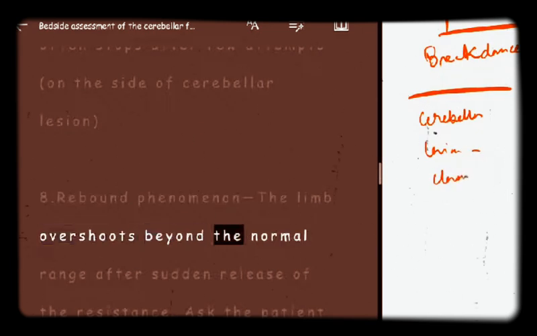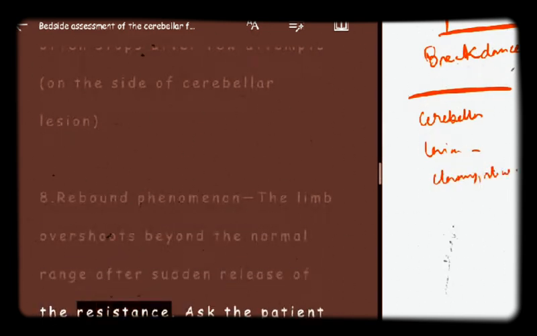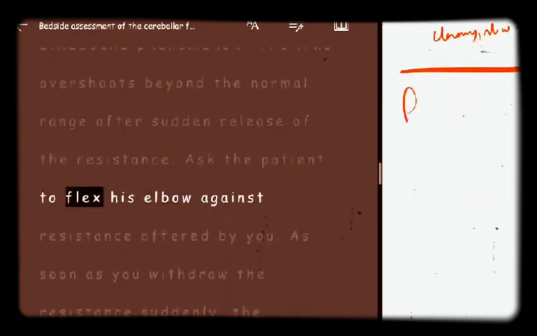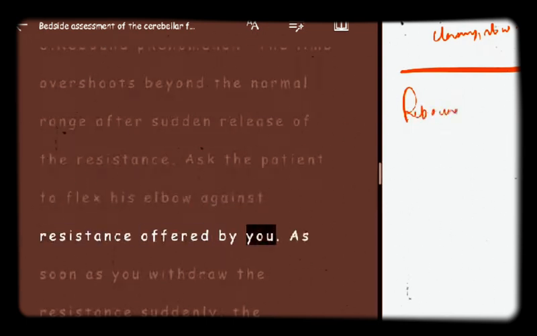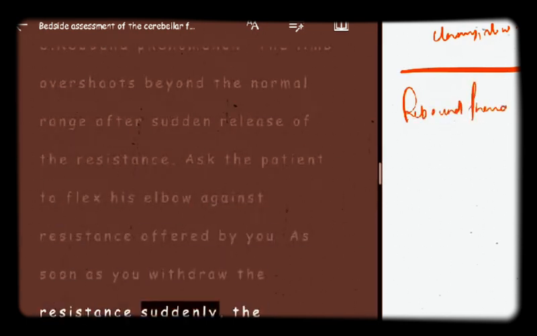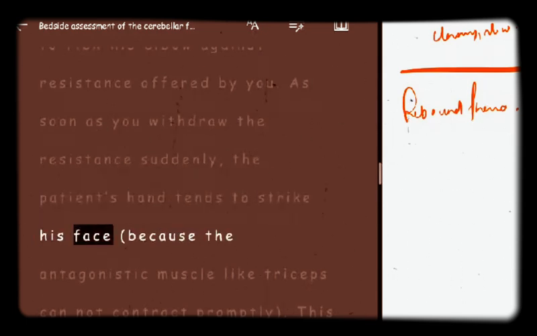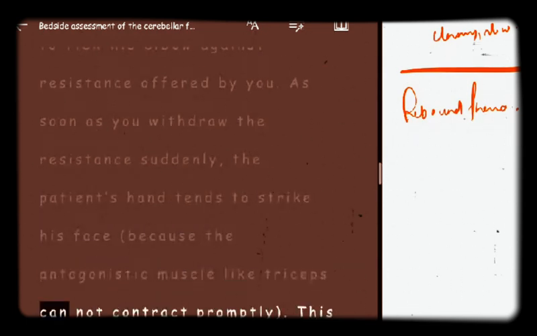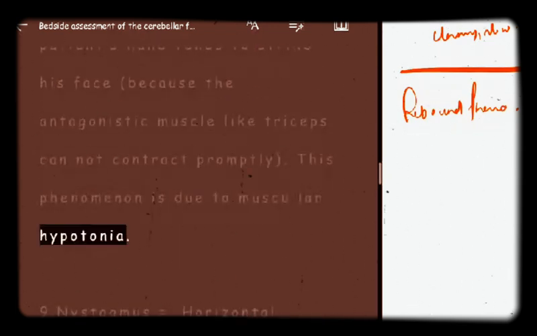8. Rebound phenomenon. The limb overshoots beyond the normal range after sudden release of the resistance. Ask the patient to flex his elbow against resistance offered by you. As soon as you withdraw the resistance suddenly, the patient's hand tends to strike his face, because the antagonistic muscle like triceps cannot contract promptly. This phenomenon is due to muscular hypotonia.